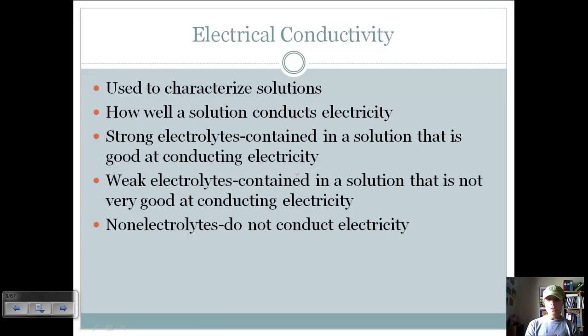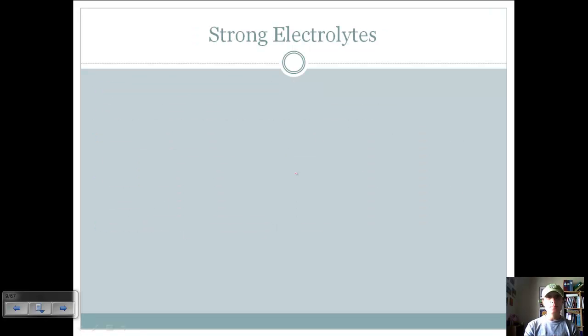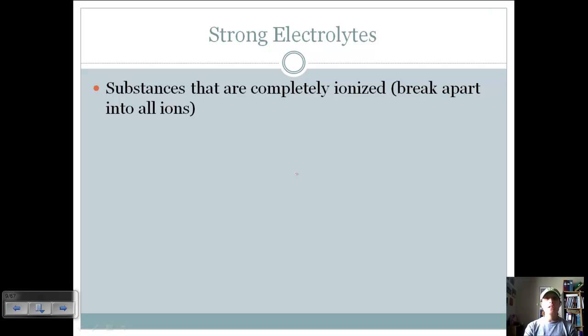And so we can use solubility to describe solutions. We can also use this electrical conductivity. So let's talk about strong electrolytes. In order to be a strong electrolyte and conduct electricity really well, the substances have to completely ionize or dissociate, or break apart into the ions. So salt, NaCl, is a strong electrolyte because it completely breaks apart into its ions. This allows the ions to move freely, which is what conducts electricity.